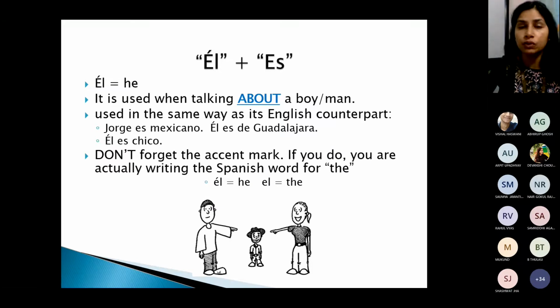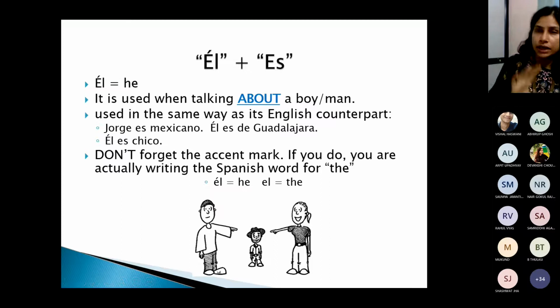If you forget it, you are actually writing the Spanish word for "the". Without accent it becomes "the", with accent it is "he". That's why the accent is important. Not in all the words, but in a few selected ones in the basics, you should never forget the accent. One of them is this él.